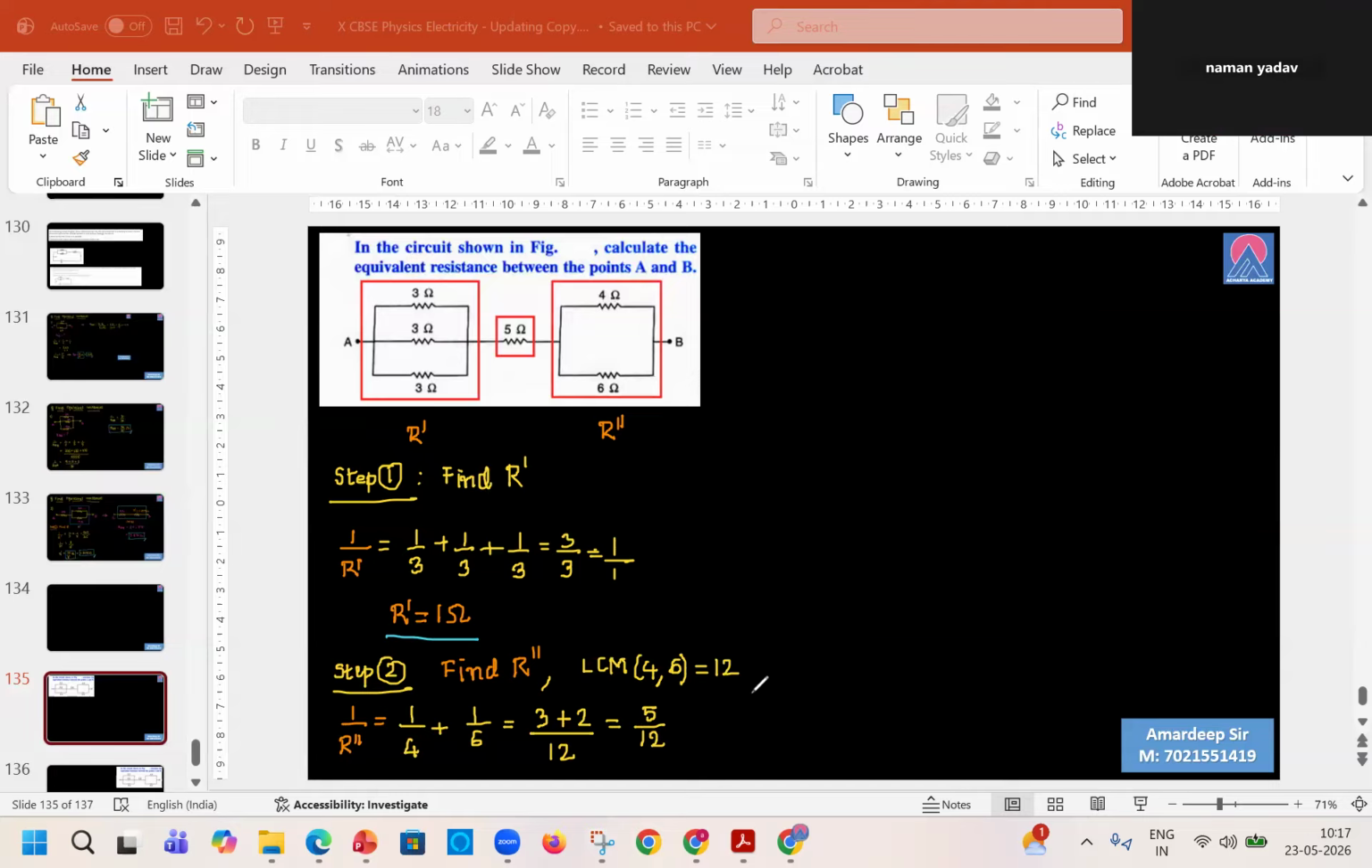12/5. हाँ, r double dash क्या है? r double dash is 12/5. या मैं इधर ही लिख सकता हूँ. r double dash is 12/5.